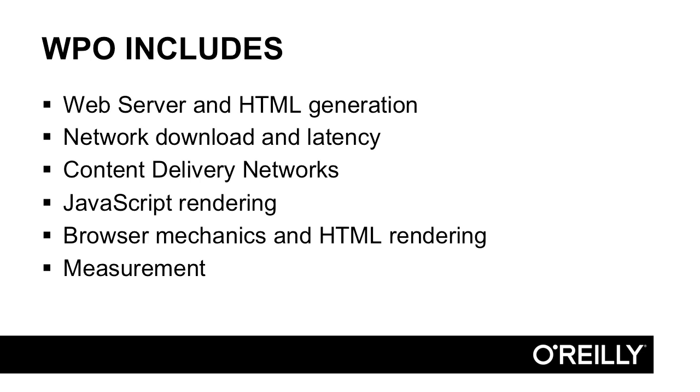WPO includes web servers, web server technology, and HTML generation. It includes network download and all the latency that's included in getting the HTML to the client. That includes content delivery networks and all the things that surround caching and geocaching. It's concerned with client rendering, JavaScript rendering, and all the mechanics of the browser and how HTML elements make it onto the screen and in what order. And last but very not least, measurement. You can't manage what you can't measure, and there's a big focus on data-driven optimization, and measuring how fast your pages render for users is a big part of WPO.